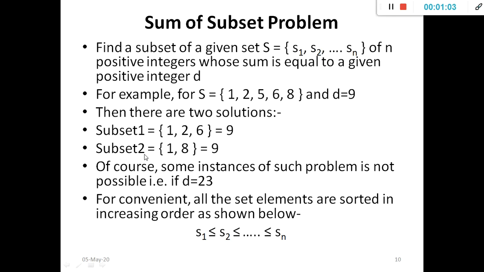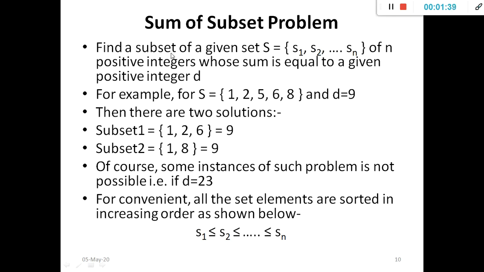Similarly, another possible subset, subset 2, has two elements, 1 and 8, and when you add 1 plus 8 you get the desired value 9. Of course, some instances of this problem have no solution. For the given set S, if the d value is 23, then generating a subset is not possible, because by adding all these elements you will not reach 23. That's why sometimes it is not possible to generate the desired solution.